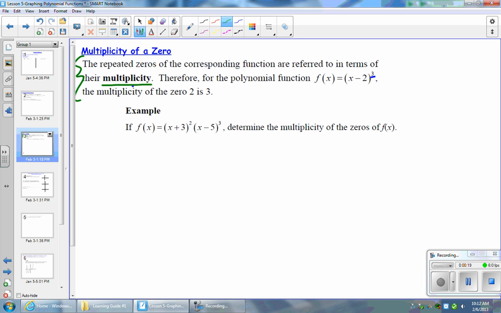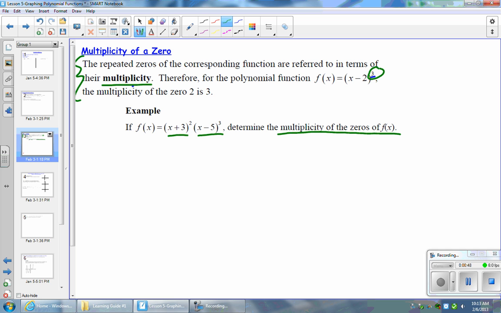Therefore, for the polynomial function f of x equals (x minus 2) cubed, notice the exponent there, the multiplicity of the zero 2 is 3. So let's take a look at the first example and actually apply what this means here. If f of x is equal to (x plus 3) squared times (x minus 5) cubed, determine the multiplicity of the zeros. So the first step is to find the zeros of your function.